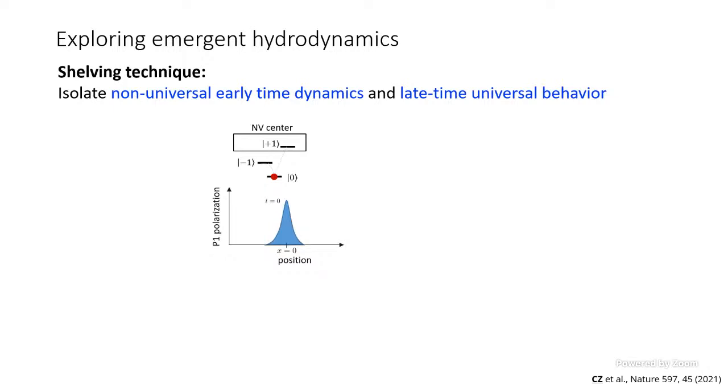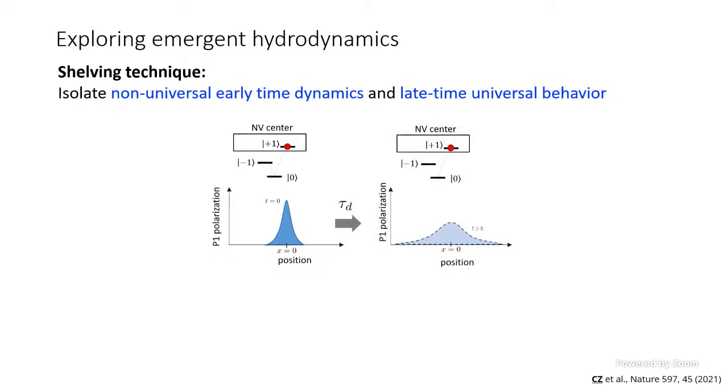What we do is quite simple. After we polarize the nearby P1 centers, we pump the NV to the plus one state with another microwave, making it far off resonant with all the P1 centers. We let it time evolve for some time tau D. Now the P1 centers start to diffuse, and the polarization profile diffuses out. Then at some point we pump the NV center back. Now we have a delta function polarization bubble on top of a polarization profile. So if you have a very fast relaxation, and you only measure the NV, you're going to expect a fast relaxation followed by a slow hydrodynamic behavior. And it turns out this expectation is indeed borne out by the data.